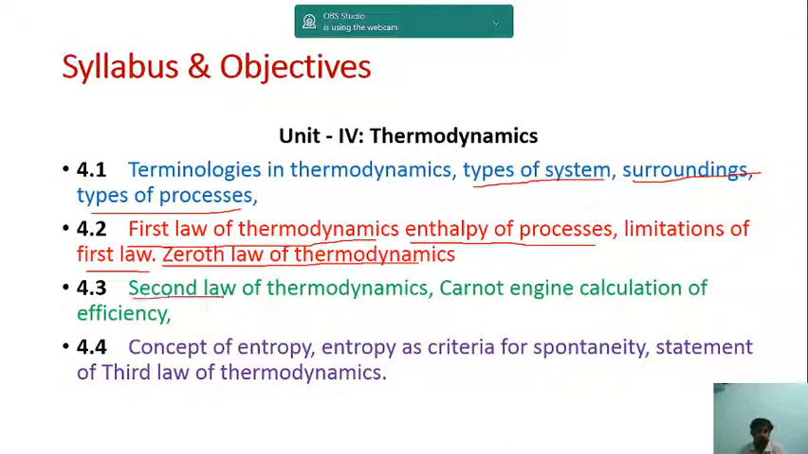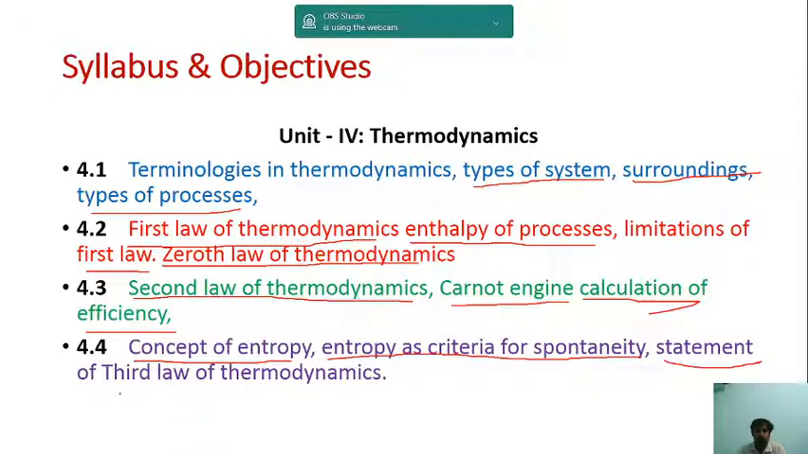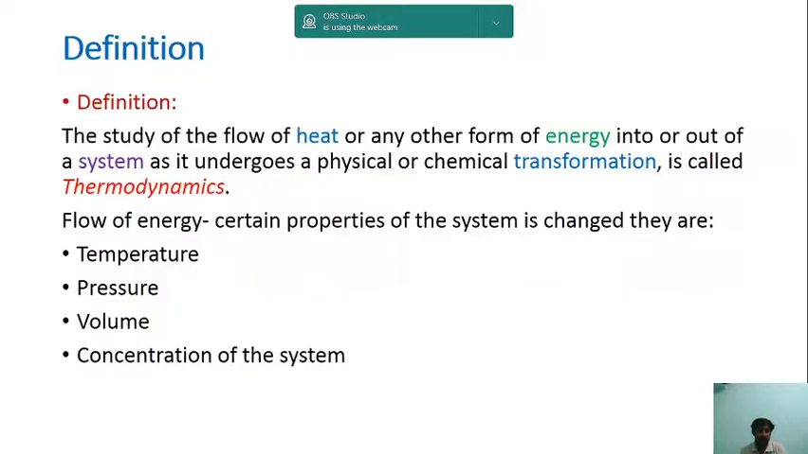4.3 comprises the second law of thermodynamics, its application, the Carnot engine, and of course calculation of efficiency. 4.4 deals with the concept of entropy as a criterion for spontaneity and the statement of the third law of thermodynamics. These 4 subunits comprise Unit 4 as thermodynamics.